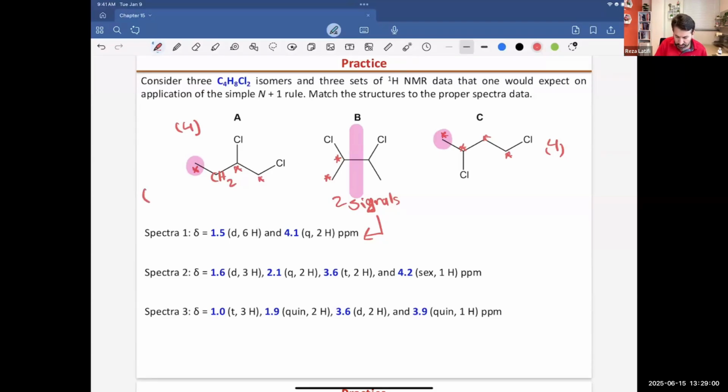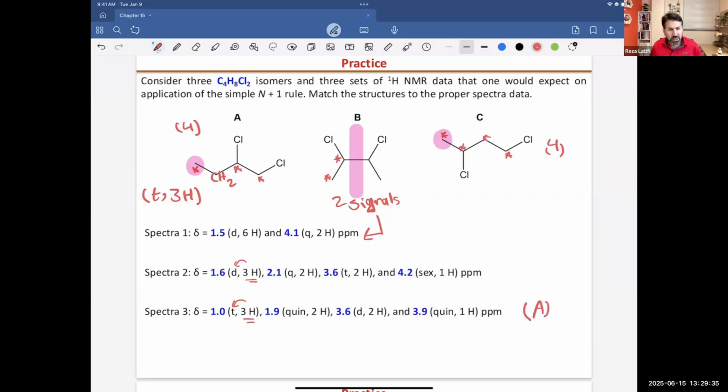It will be split to a triplet, and I'm going to have a signal that represents 3 hydrogen. So wherever you have 3 hydrogen split to a triplet, this one, 3 hydrogen, is a triplet. So I found the structure of A. Structure A should be the third one. So this one will be A.